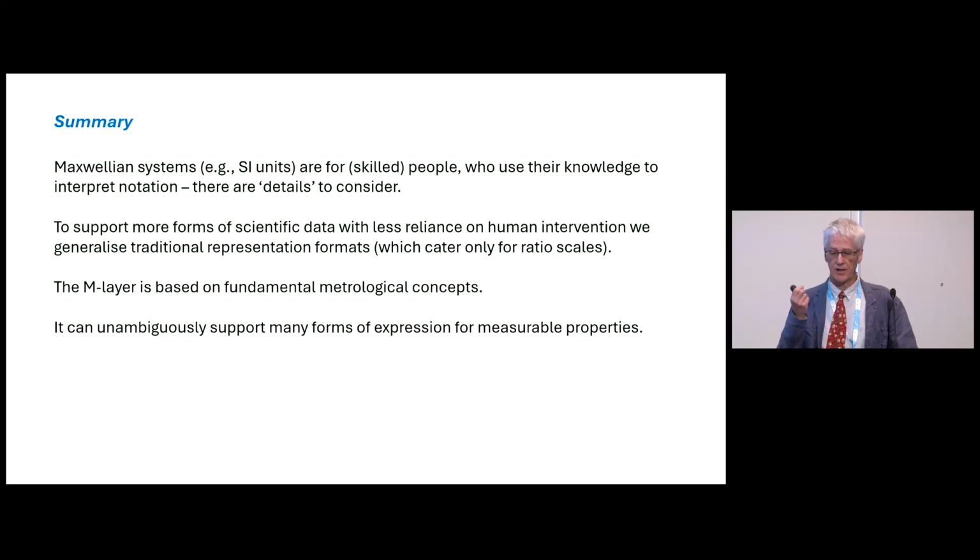So, to summarise, the Maxwellian system, the SI system that we're all familiar with, these are designed for skilled people. Maxwell was working in the middle of the 19th century. He expected scientists to use what he was describing, not computers, which are considerably less adept at using tacit knowledge. So to support more forms of scientific data with less reliance on human intervention, we need to generalize the formats that we have at the moment. The M-layer is based on fundamental metrological principles, and that means it can unambiguously support many forms of expression for measurable properties.